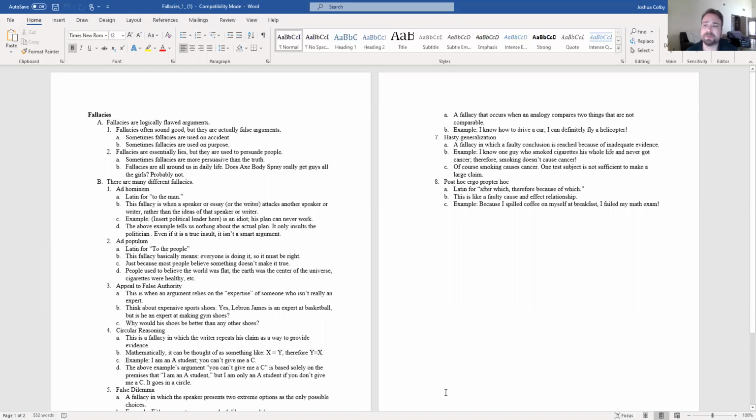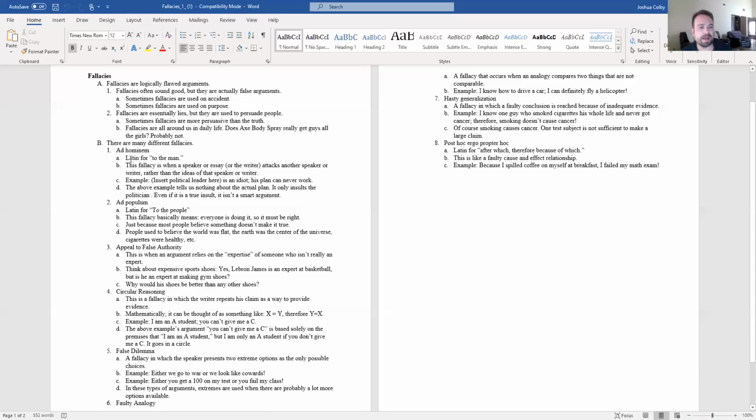So I want to go over some of the more obvious or common fallacies, starting with ad hominem. Ad hominem is a Latin expression. It means to the man. And basically this is the idea that a speaker or a writer is attacking another speaker or another writer instead of the ideas of that person.